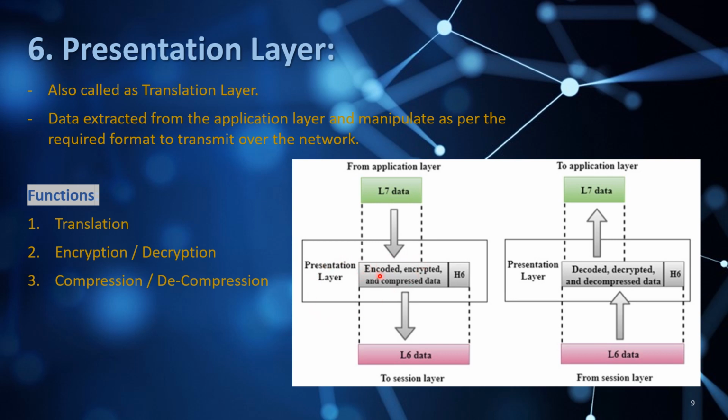Encryption encodes the data, and compression reduces the number of bits present in the data, and then it is sent to the session layer, the next layer. From the session layer, what does it do? It decodes the data, decompresses the data, decrypts the data, and sends it over to the application layer. This is the main responsibility of the presentation layer.